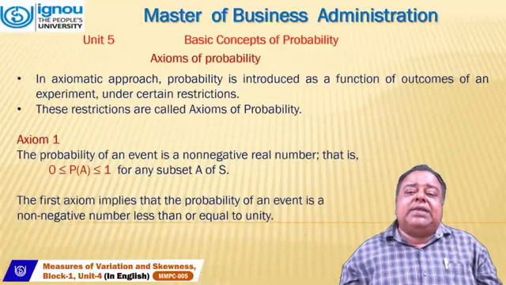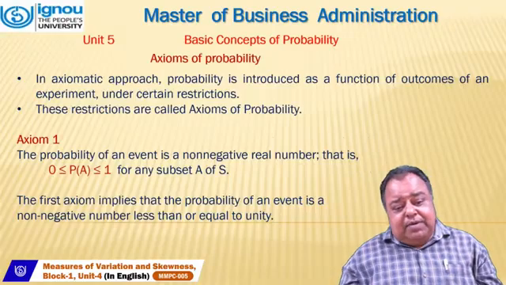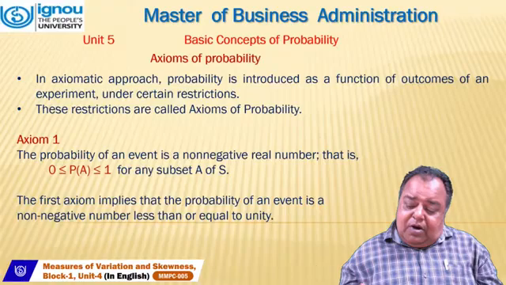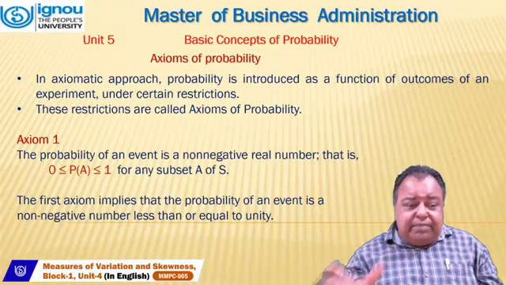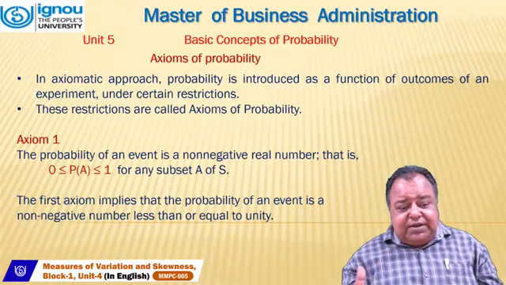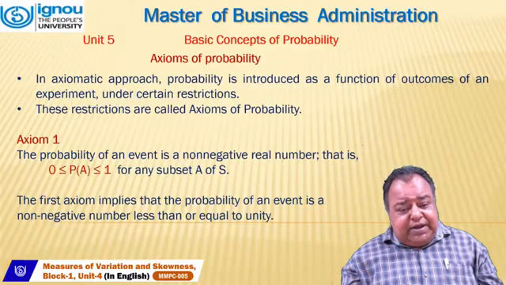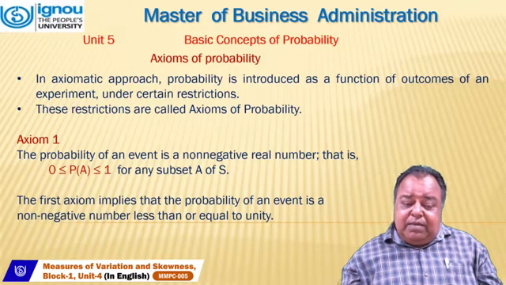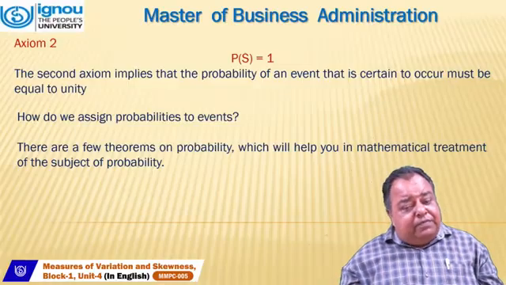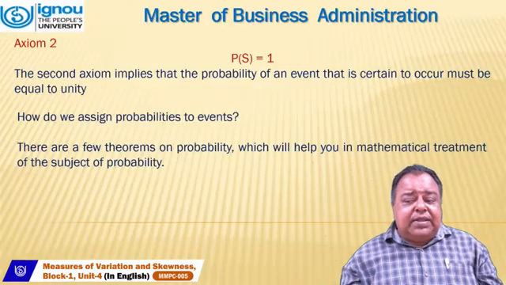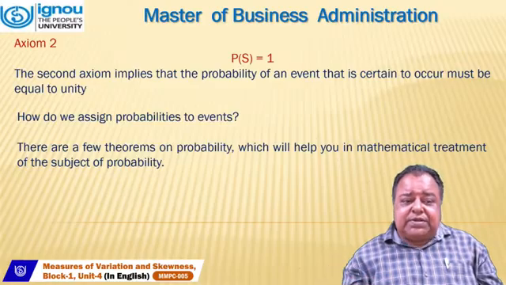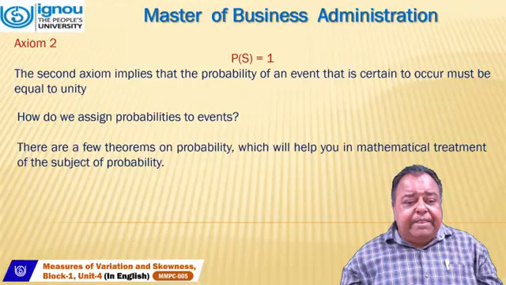Now, the basic concept of probability, that is the axioms of probability. We are aware of that. All the concepts are derived from axioms. We are aware that the probability of an event is a non-negative real number, which is between 0 and 1. Both 0 and 1 are inclusive. Number 2, P(S) is equal to 1. That means when we are writing the sample space, it is 1.